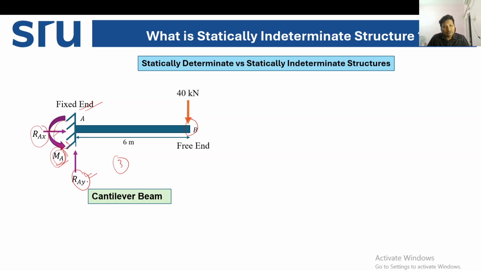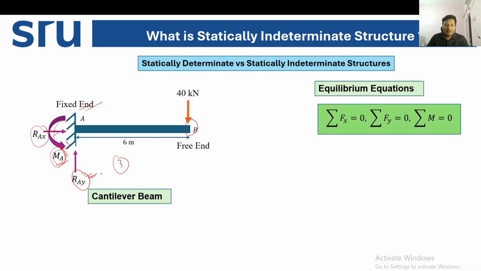To find out these two reactions and the moment, what do we need? We have to use the equilibrium conditions. How many equilibrium conditions do we have? We have three: summation of Fx is equal to 0, summation of Fy is equal to 0, and summation of moment is equal to 0. Now we have three unknowns to find and three equilibrium conditions. That means by using the equilibrium equations, we can solve the unknowns in the cantilever beam. That's why we can call this cantilever beam a statically determinate structure. I hope you understood this.